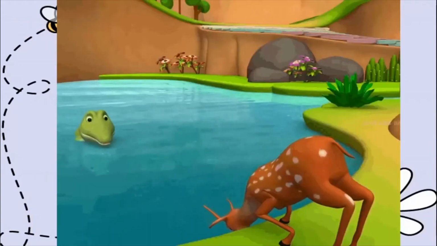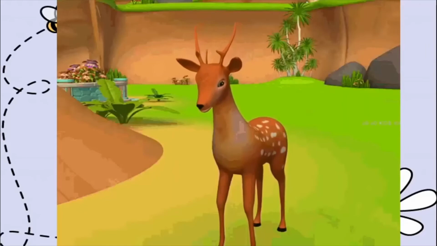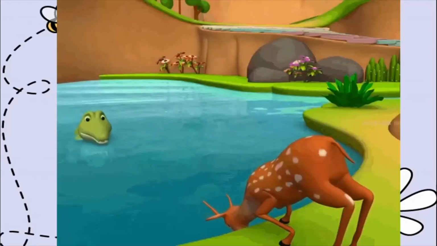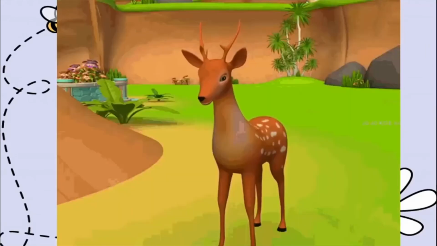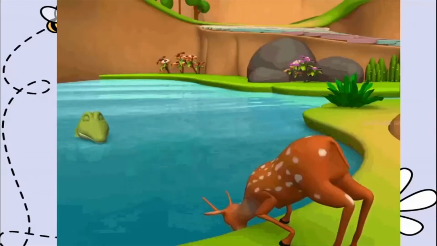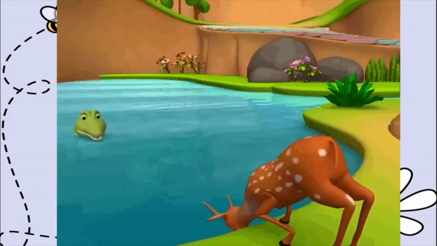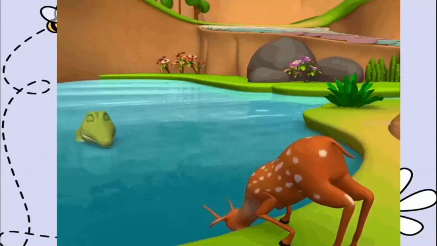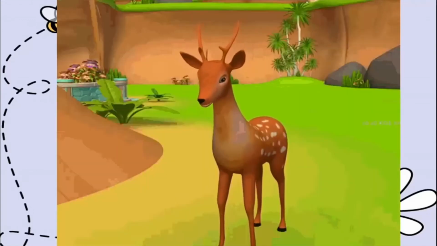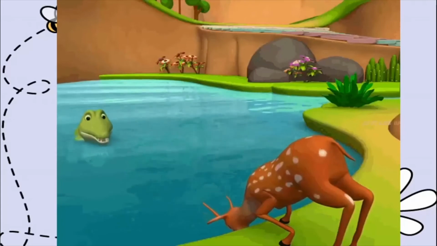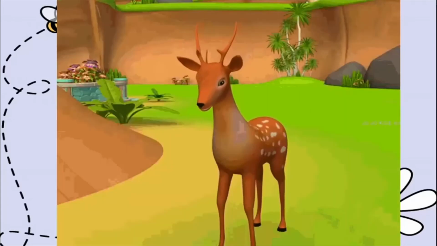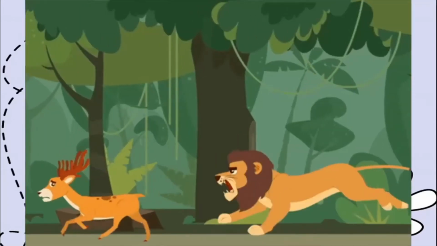Look at this crocodile. Now the deer is the food of the crocodile. So the crocodile is coming close to the deer. Can you see how the crocodile is moving towards the deer? So the crocodile also has to eat, isn't it? The crocodile also feels hungry. So animals move in order to find food to eat.